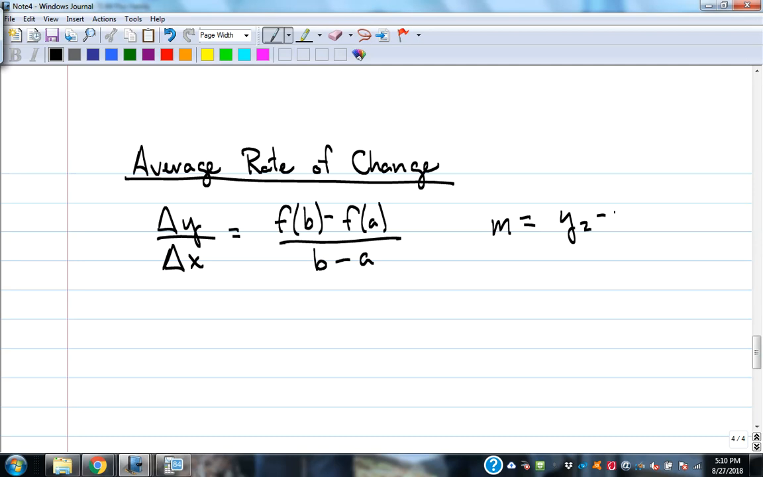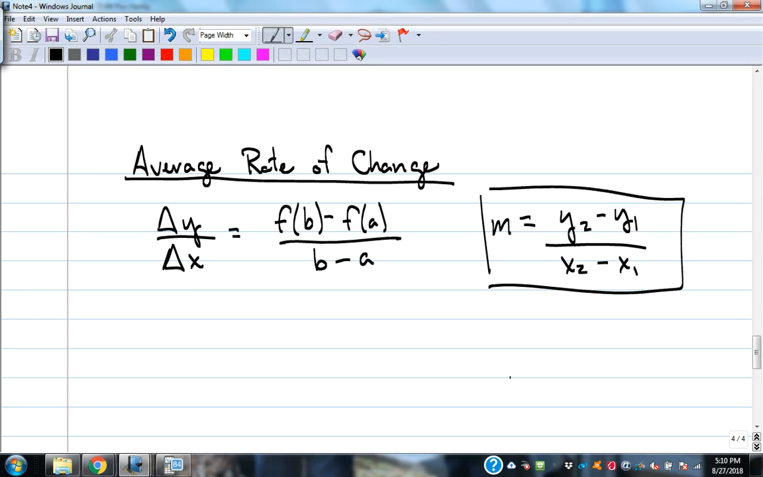m equals y2 minus y1 over x2 minus x1. This formula you've seen before, I know. That one over there, maybe not so much. That's more of a college algebra level formula. This is all it means. It's slope. Average rate of change is slope. That's it. Okay?